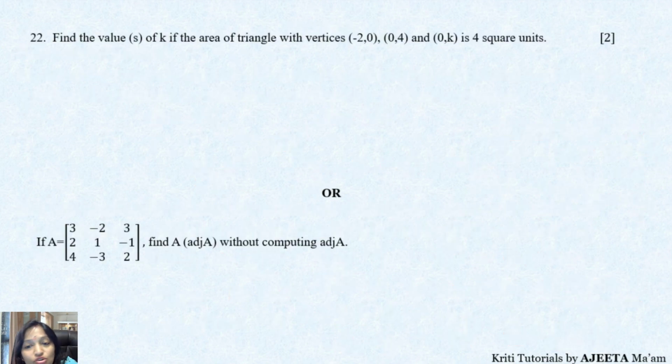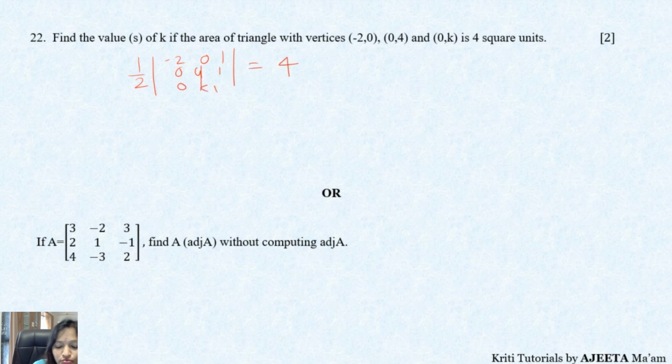Now next is based on determinants and matrices, that is unit 2. So we have to find the value of k if the area of the triangle is 4 square units. So simply we will use the formula half determinant value, 0 k 1, and that will be equal to 4. Now is this equation perfectly correct? 4, are we supposed to take 4 or absolute value of 4? Absolute value of 4, which will be equal to what? Plus minus 4. So this is very important.